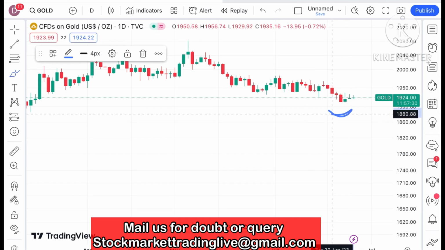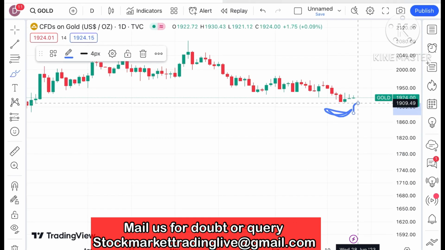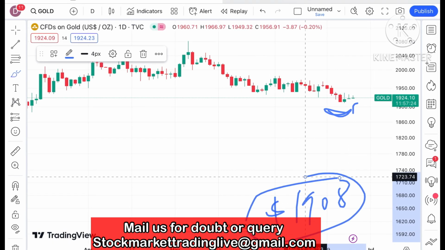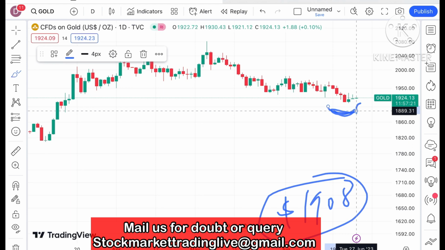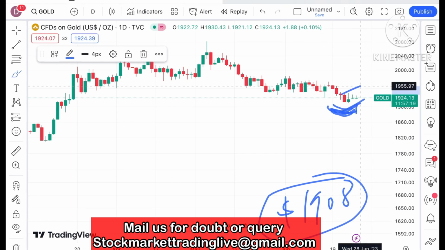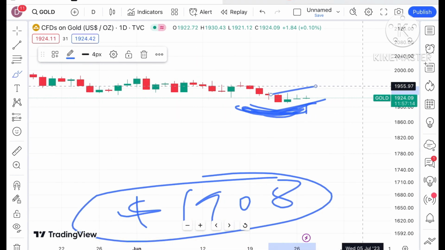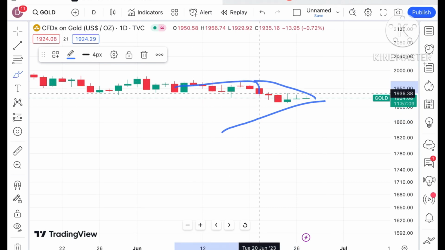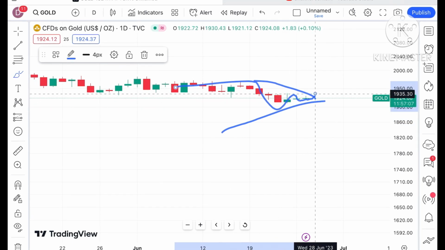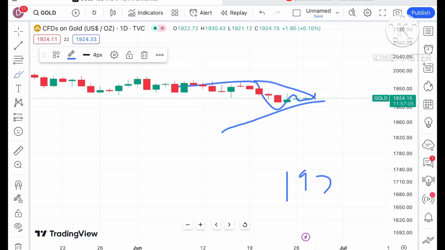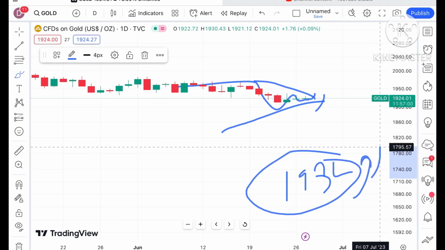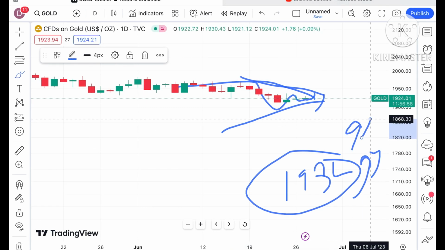After that, what we have seen is a swing trying to form at a level of $1908. If you look closely, a swing is formed. Now it is trying to go upside, but there is an inside candle forming, and a narrow pattern is forming. So chances are very high that if the price moves above a level of 1935, or goes above a level of around 1932, it can break this pattern and go further upside.